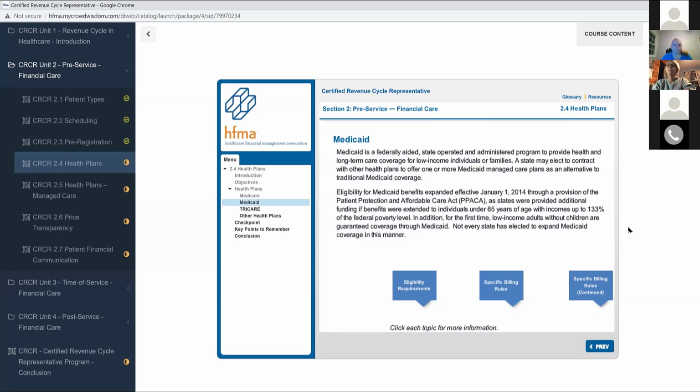So remember, it's state operated and federally aided. So it's state and federal. Each state has different rules. They're not all the same. I know we talked about this test being at a federal level. It's not down to the state level, but in this case, your experience at the state level could actually help you answer any question that you may see.